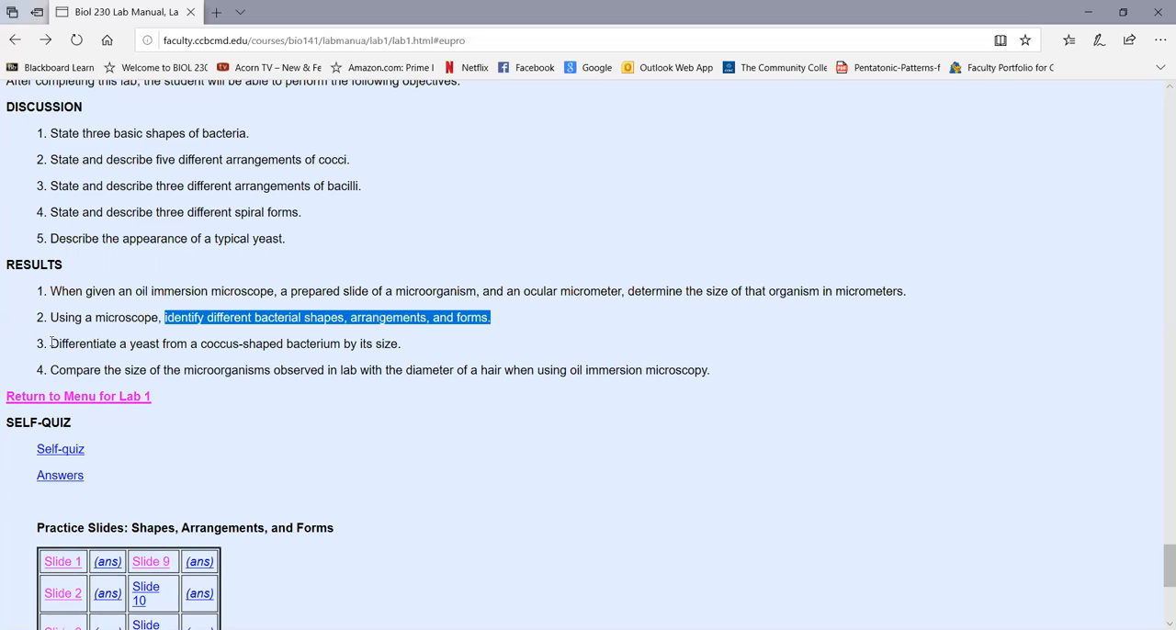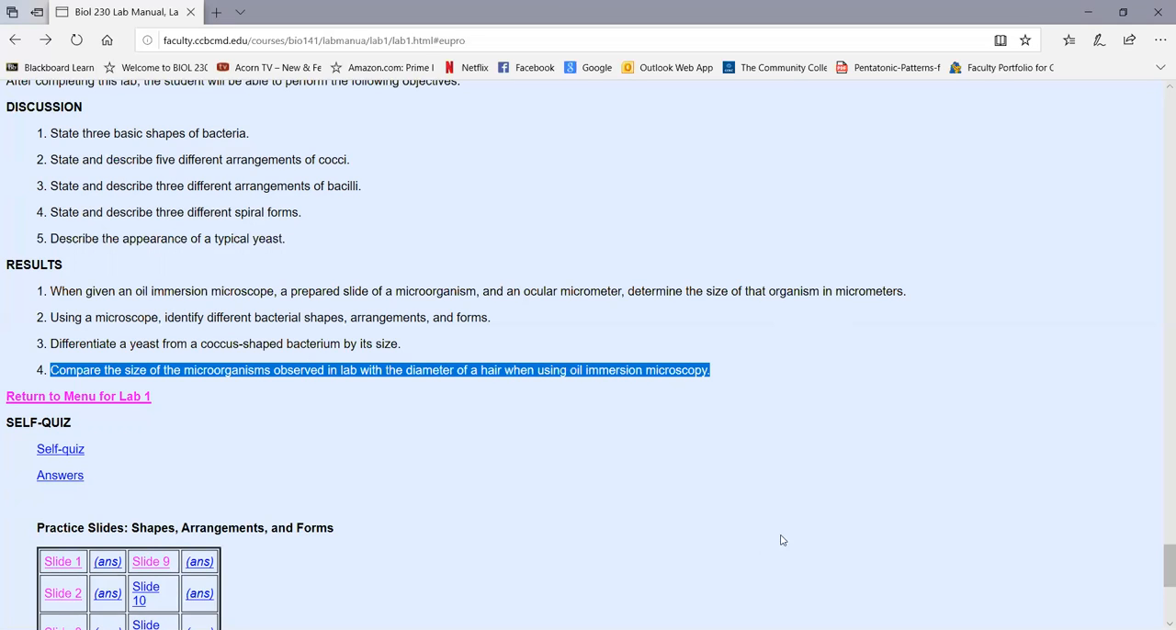You should be able to differentiate a yeast from a coccus-shaped bacterium by size. We're measuring today with an ocular micrometer, so on the quiz you'll have the measuring device. Remember, as we'll be seeing, a yeast is eukaryotic and much larger than a coccus-shaped bacterium, and we'll see what size they are when we measure them. And then kind of a non-testable one, but one to drive how small these bacteria are home: compare the size of the microorganisms in a lab today with the diameter of your hair under the same magnification.